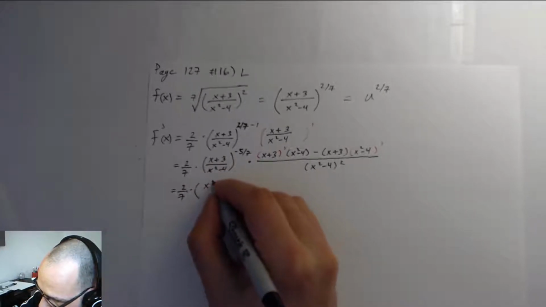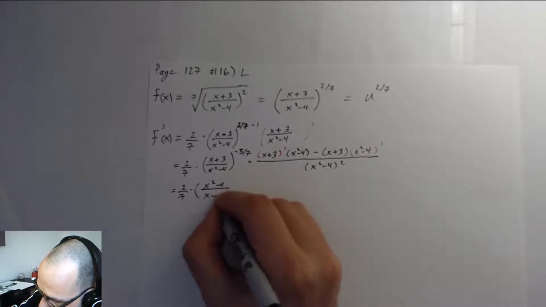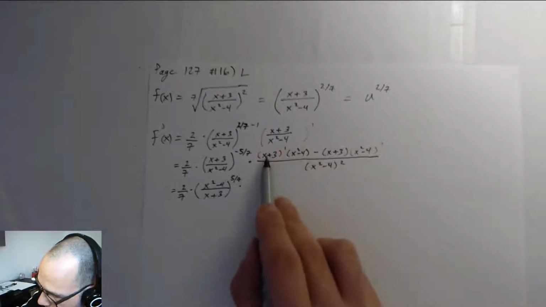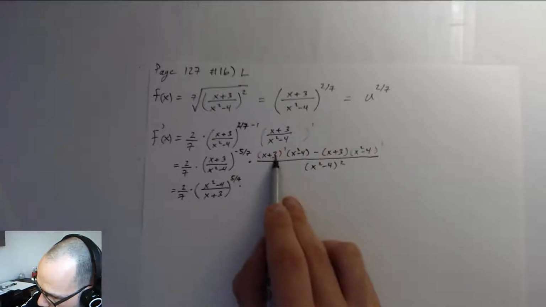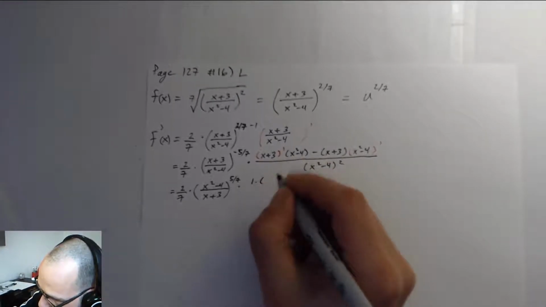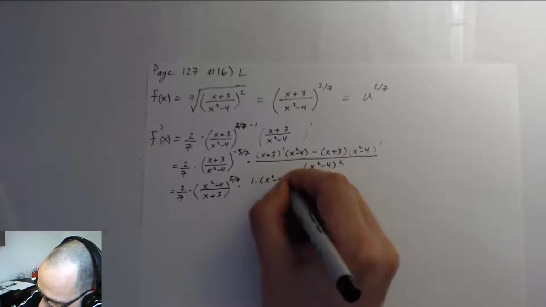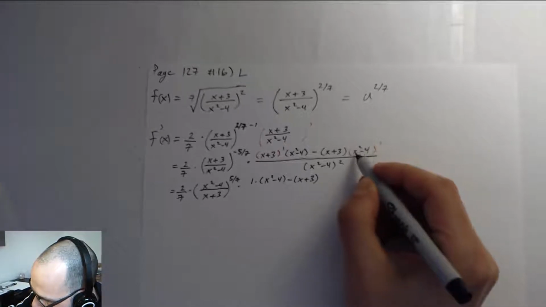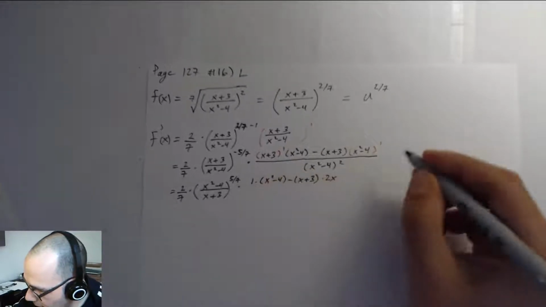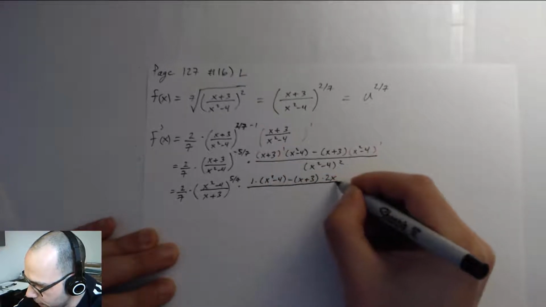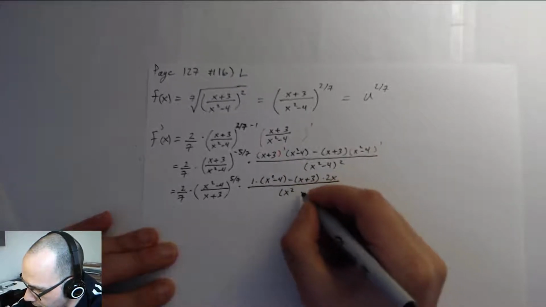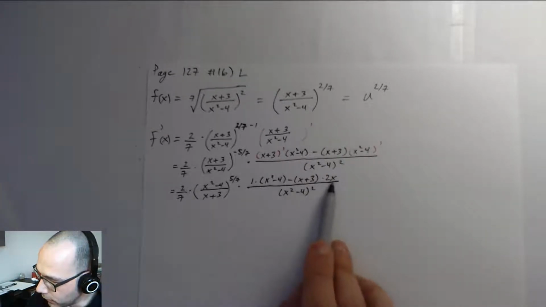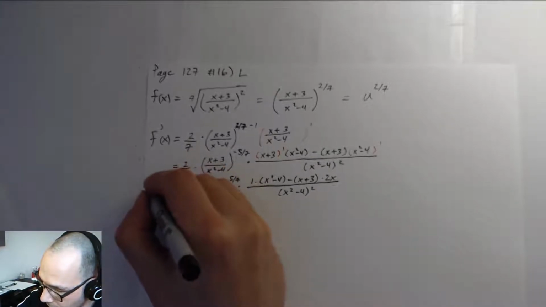So it's going to be (x squared minus 4 over x plus 3), all of that to the power of 5 over 7, multiplied by the derivative of this one. Well, the derivative of x is 1, the derivative of 3 is 0, so it's just going to be 1 multiplied by (x squared minus 4), minus (x plus 3) multiplied by the derivative of that one, which is 2x, and the derivative of negative 4 is 0, so it just disappears. All of that over (x squared minus 4) squared. Now I will have to expand the top to simplify, because right now the derivative is done.